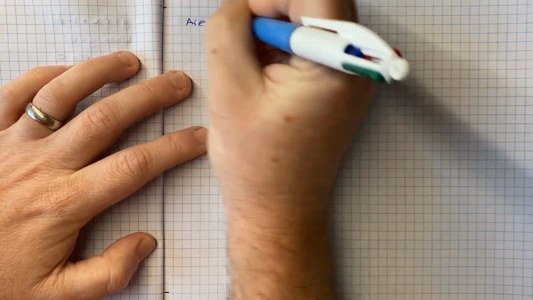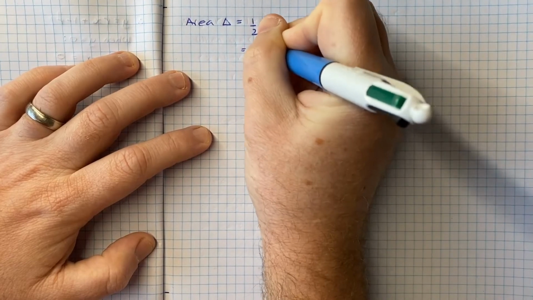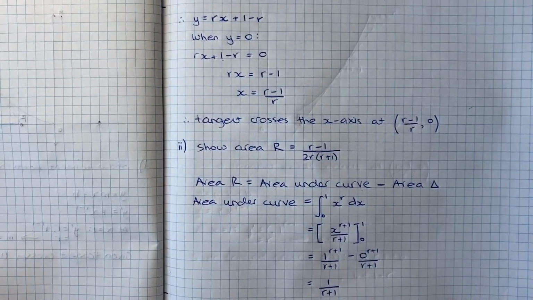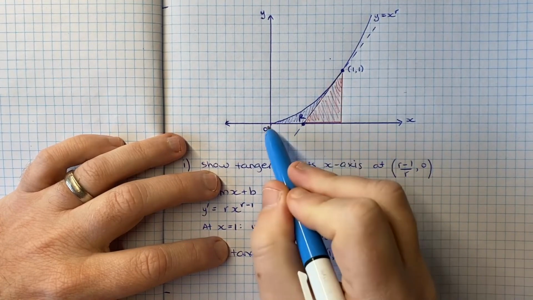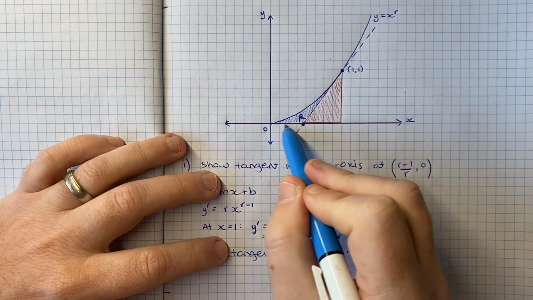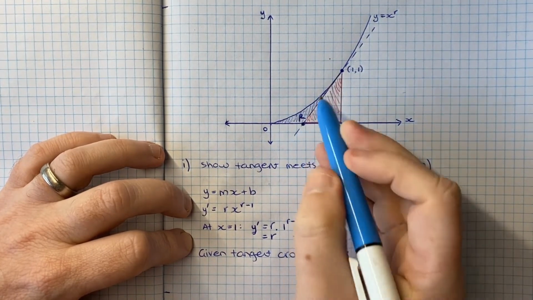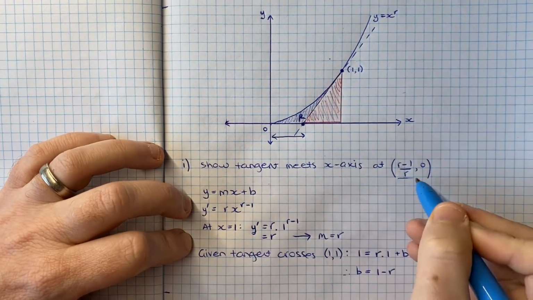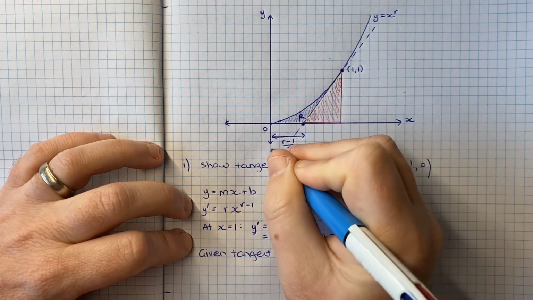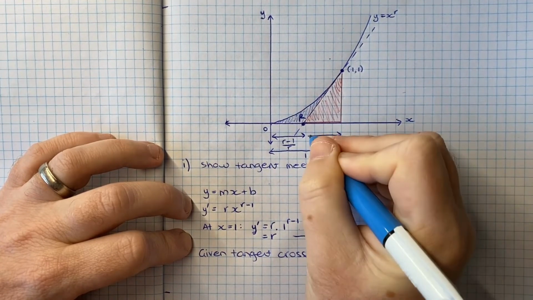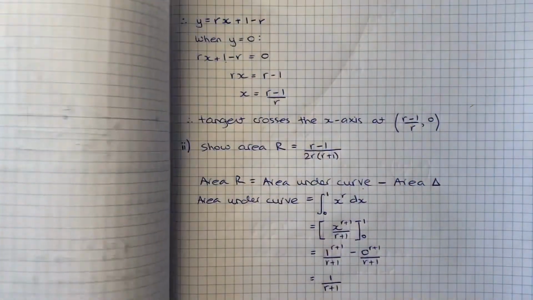Now the area of a triangle, hopefully you remember, is a half times the base times the height. So for us, what's the base of our triangle? So let's go have a look. The base of this triangle will be the length from 0 up to here, which is 1, minus this distance here. And that's where part 1 comes in, because we just showed that this coordinate, the x value, is r minus 1 on r. So this distance here, we worked out in part 1, is r minus 1 on r. And this distance here, we know is 1. So that means this distance here, being the base of our triangle, is 1 minus r minus 1 on r. So that's what we can put in for the base of our triangle.